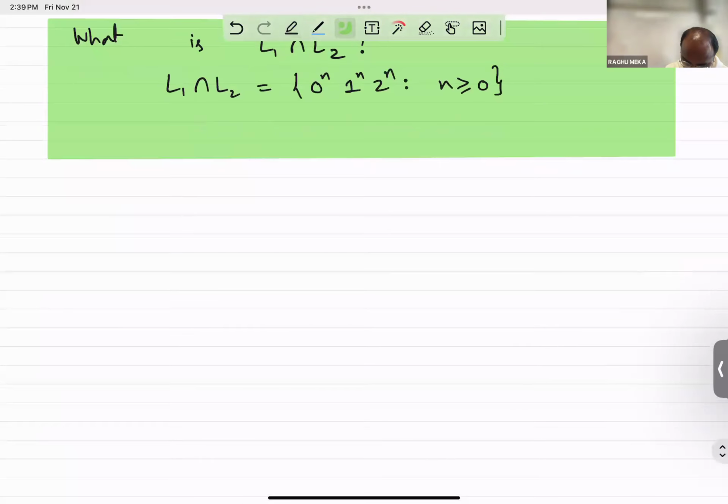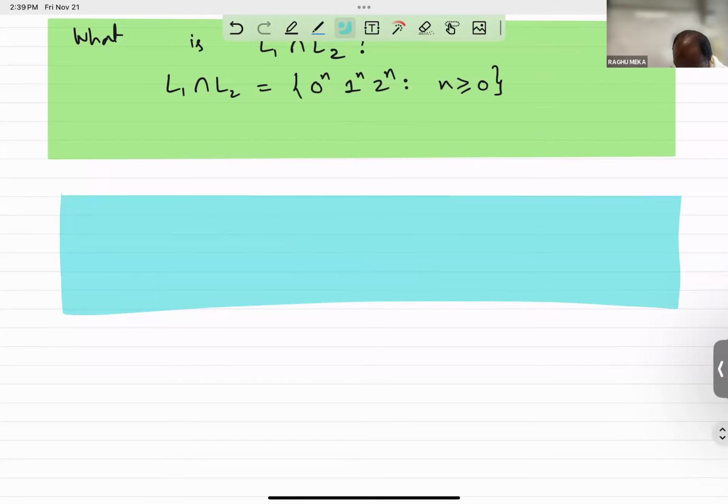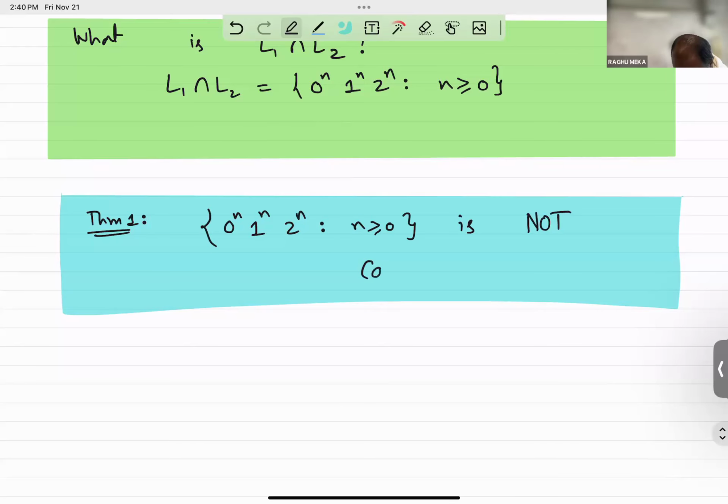And here's the punchline. In the remainder of the class today, we will show two things. One, this language, 0 to the n, 1 to the n, 2 to the n, is not context free. There is no context free grammar. There is no set of rules that you can put which will generate these strings.